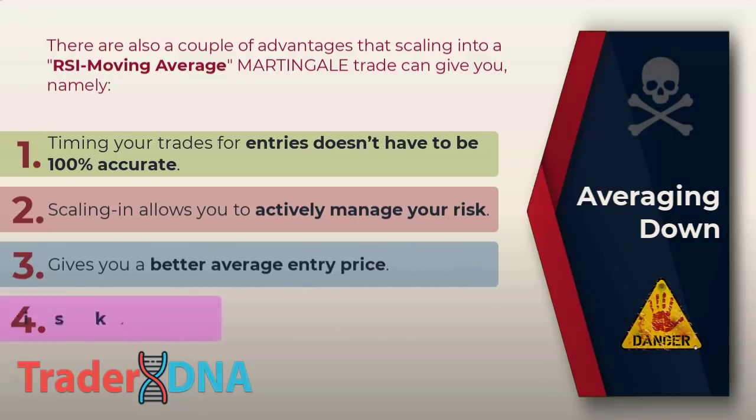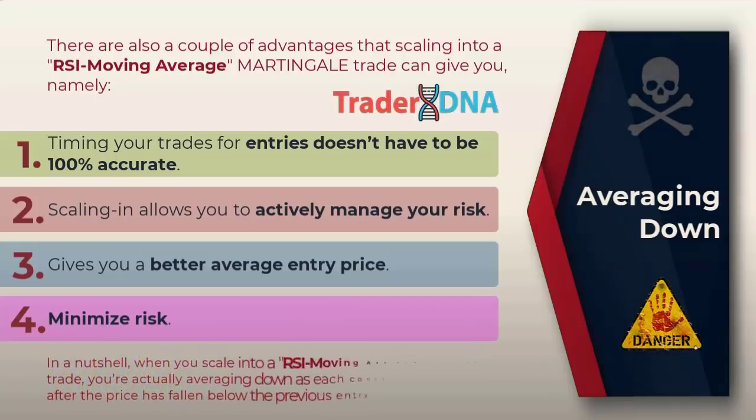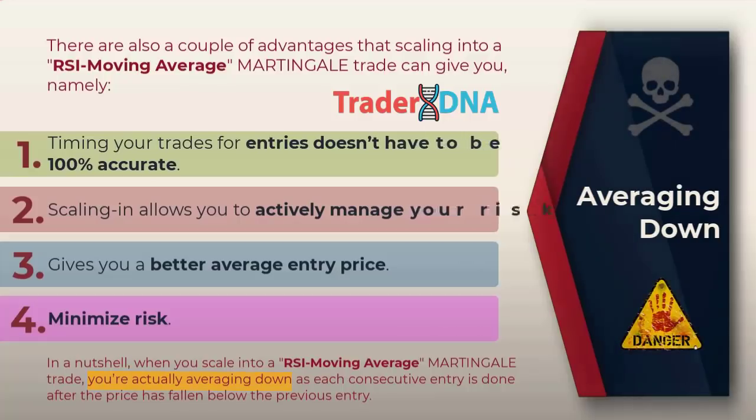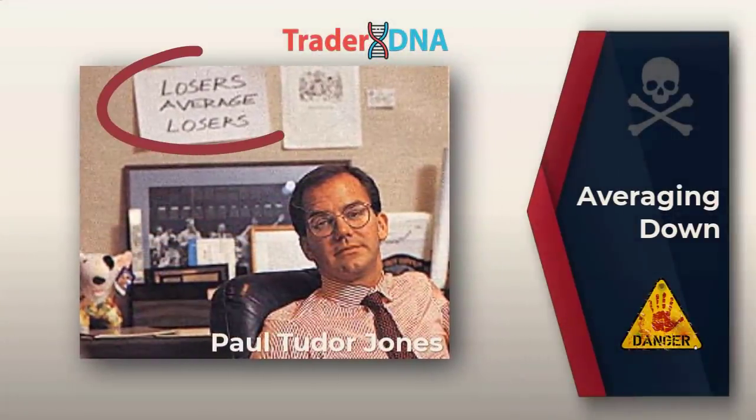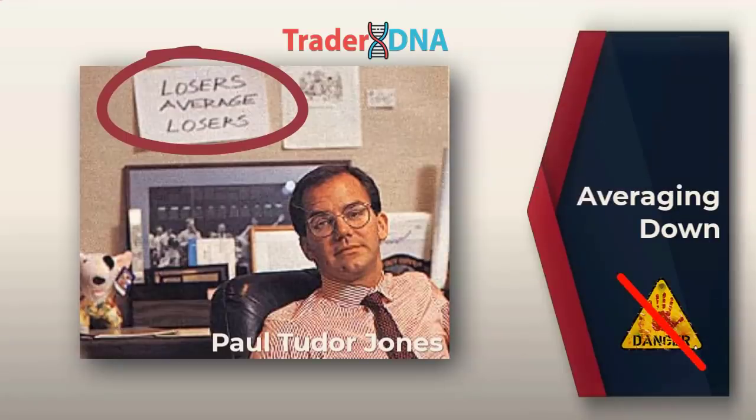Fourth, minimize risk. In a nutshell, when you scale into an RSI moving average martingale trade, you're actually averaging down, as each consecutive entry is done after the price has fallen below the previous entry. Usually, averaging down is a losing game. As Paul Tudor Jones would say, losers average losers. But let me explain why there is no danger in averaging down into an RSI moving average martingale trade. The answer is quite simple.